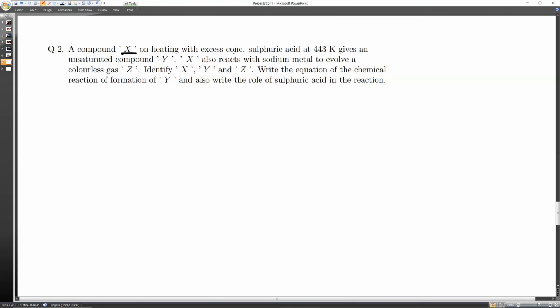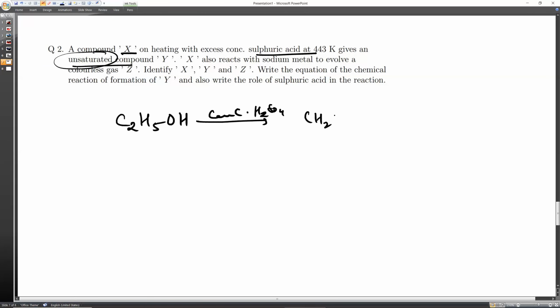A compound X on heating with concentrated sulfuric acid gives an unsaturated compound. Unsaturated means it is an alkene. So it is very simple that it is saying unsaturated. So this is a dehydration reaction. Now it is not saying which alcohol it is, whether a 2-carbon alcohol or 3-carbon alcohol. Because the 2-carbon alcohol, when treated with concentrated sulfuric acid, will give you alkenes, like CH2=CH2 plus water.